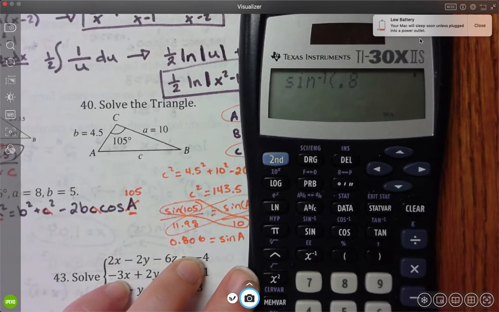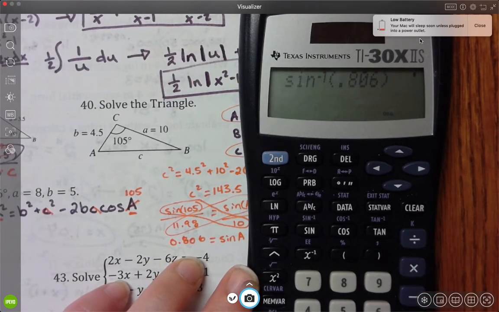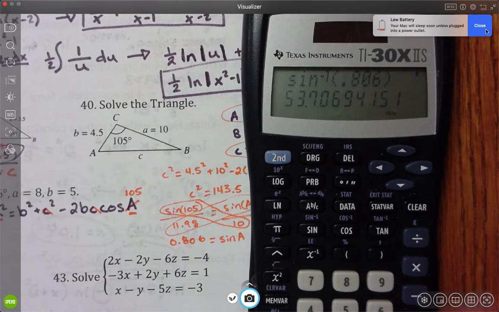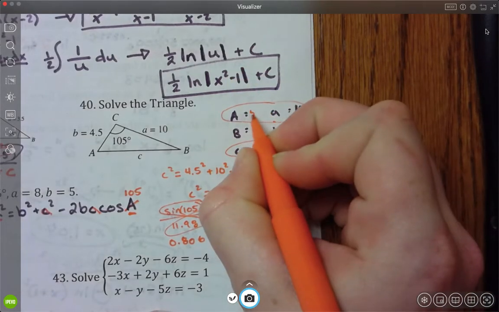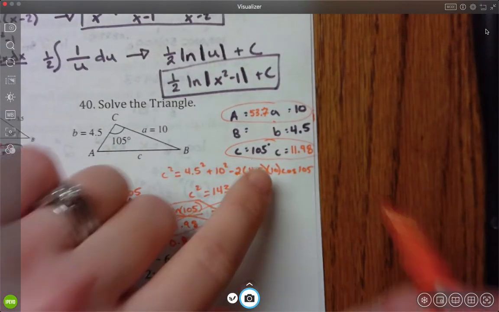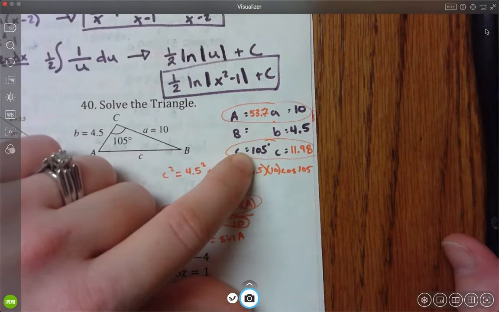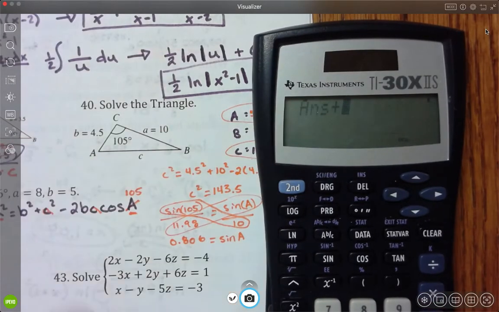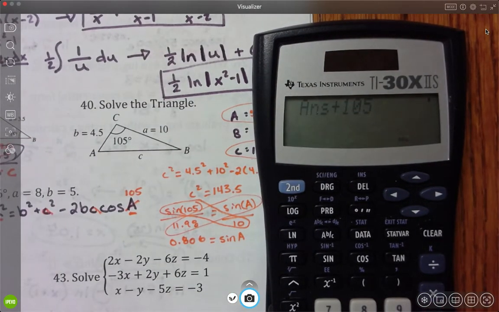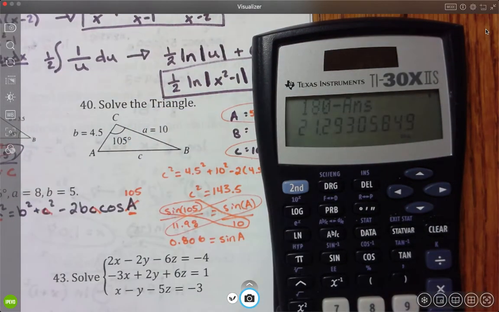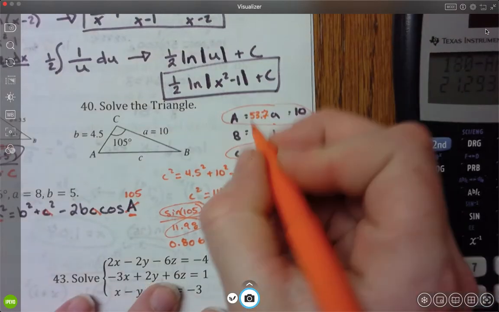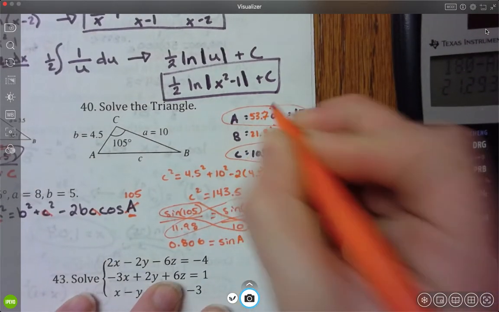0.806. Oh, it was right, 53.7. Okay, so not too bad. All right, so A is 53.7, and then what I can do is I can just add that to 105 and then subtract from 180. So plus 105 and then 180 minus that answer is 21.3. Okay, so there is me solving a bunch of stuff.